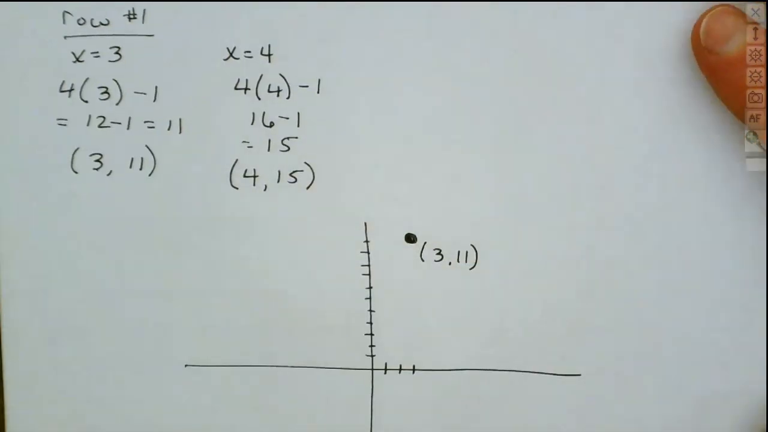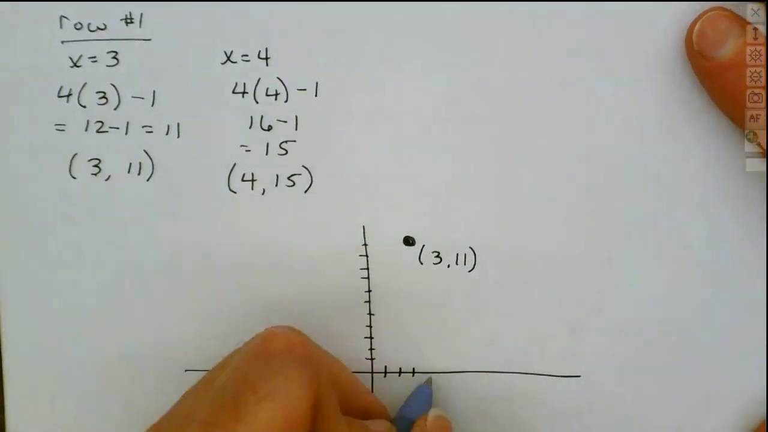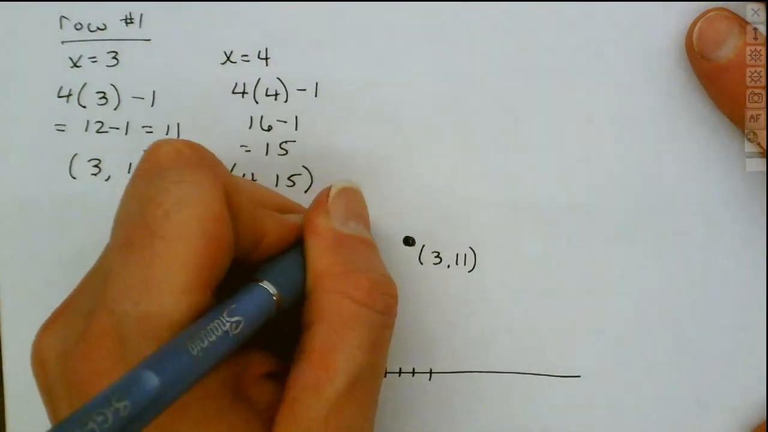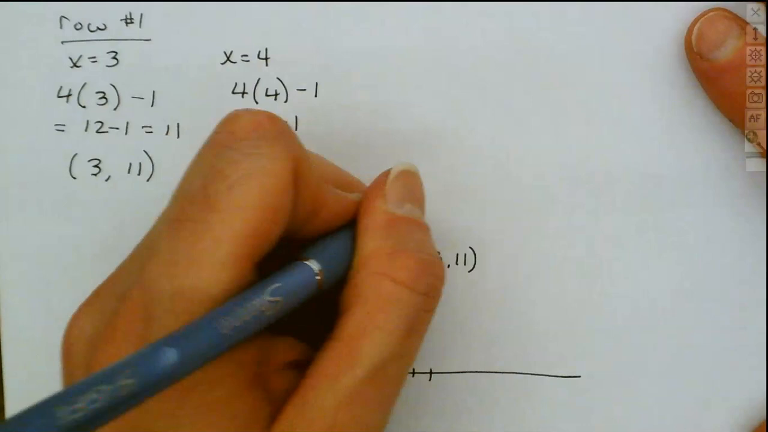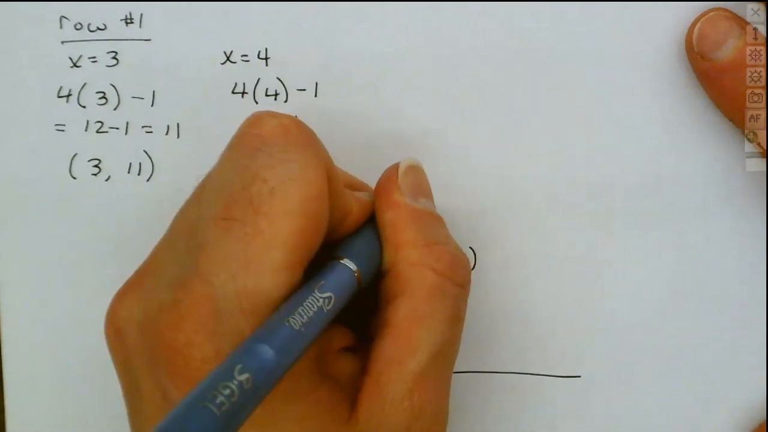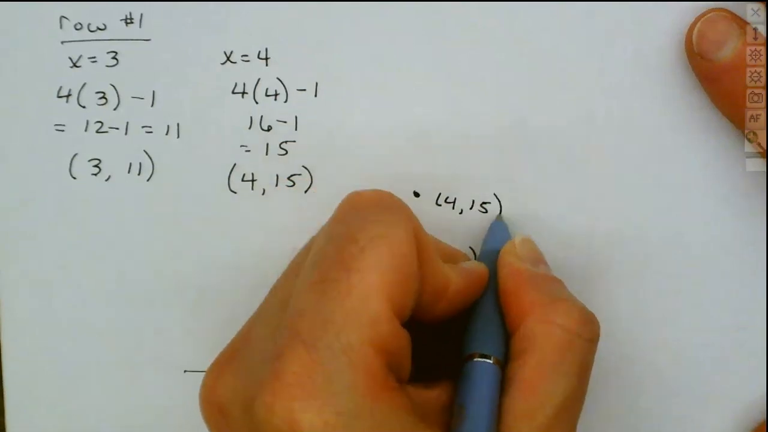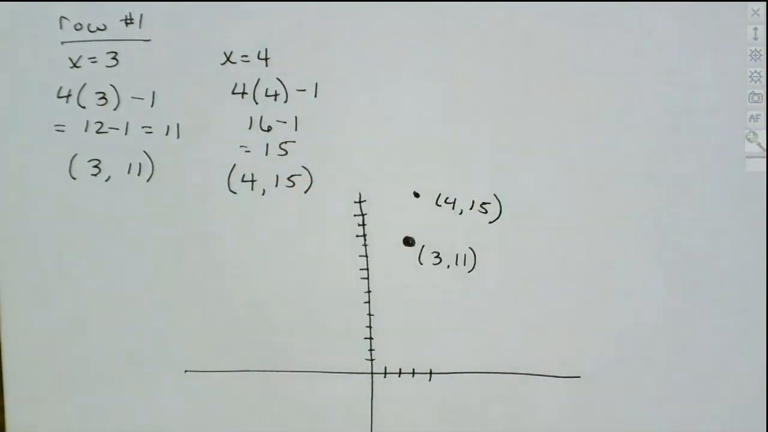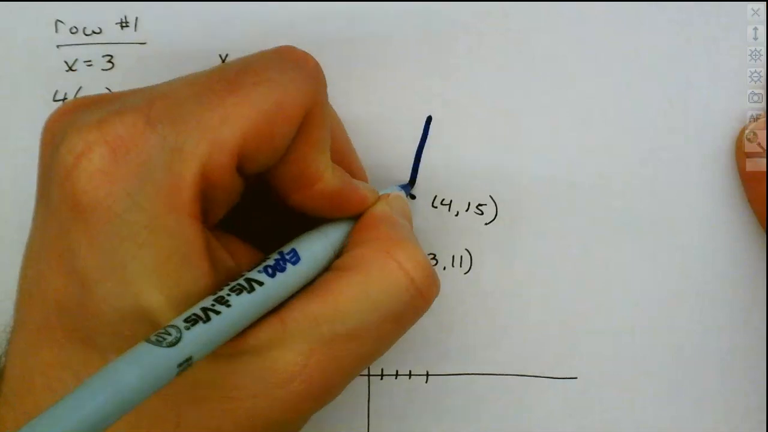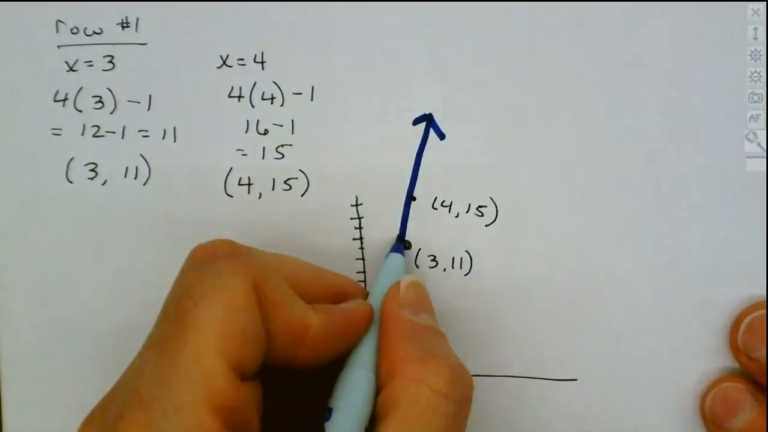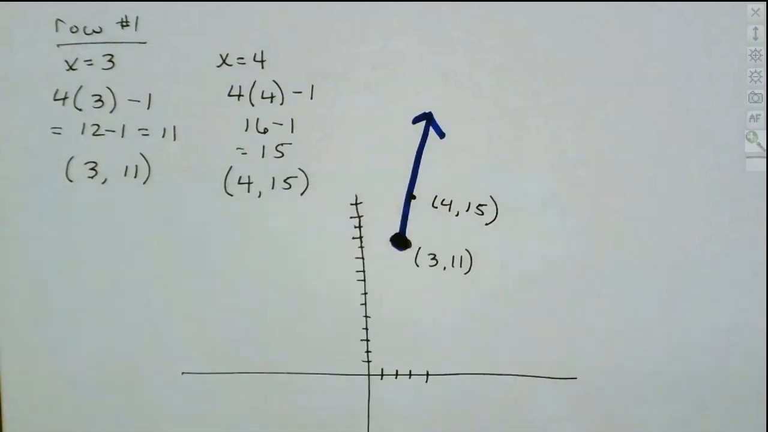Now, what's my next point? 4 and up 15. So here's 11, 12, 13, 14, 15. So that's going to be right about here. And that's our second point at 4, 15. And we connect them together with a line like that. And that's a closed circle there. Very important that you see. That's a closed circle, and that makes that line.